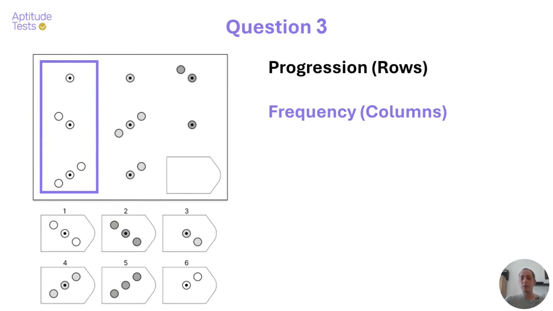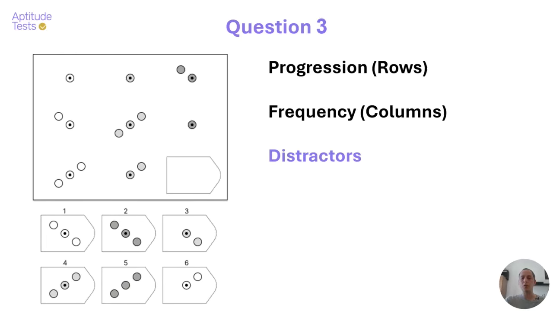and the pattern across the columns is frequency. Okay, we have 1 circle, 2 circles, and 3 circles. And the last thing I want to talk to you about is distractors. The distractors are basically things that are included in the shape and have no specific patterns and are only there to confuse you. Okay, so in this case, we have the dot in the middle, which is in all instances.